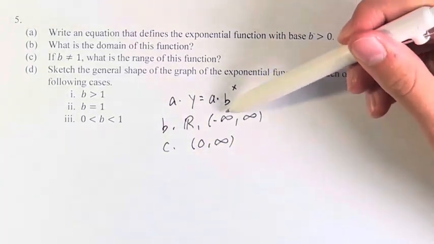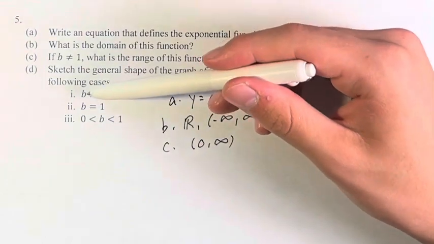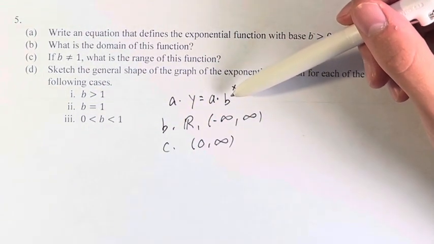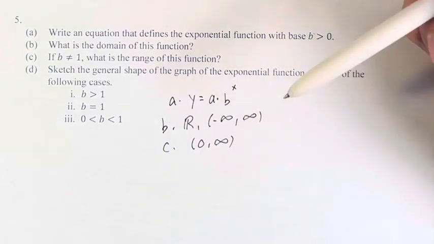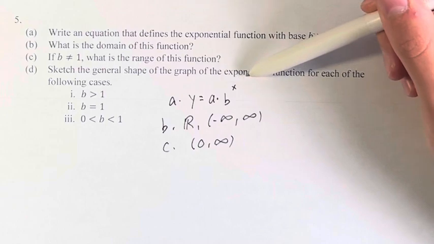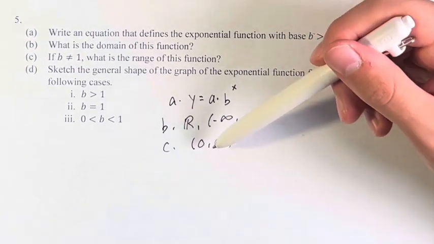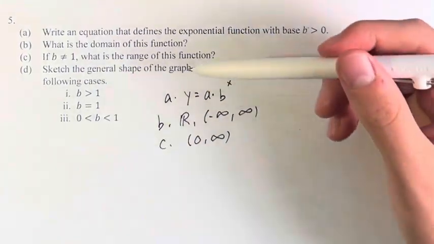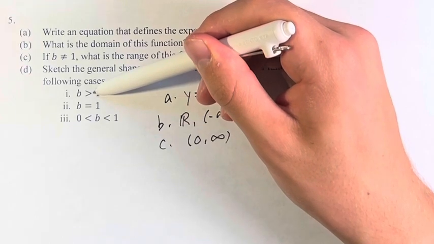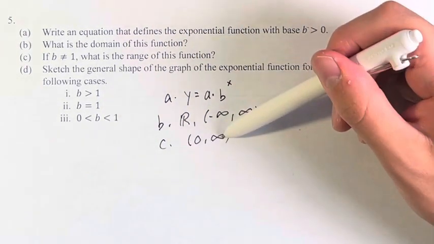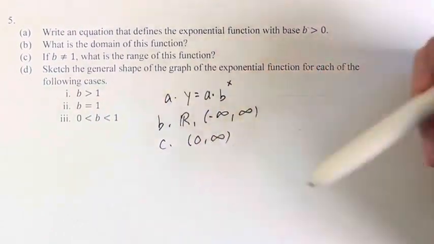If we're looking at our options here, let's say we have 2 to the x. 2 to a very large number is a very large number, right? That goes off to infinity. 2 to a very small number, right? 2 to the negative 100 is very, very close to 0. Therefore, if b is a positive number greater than 1, then it's 0 to infinity. And if it's a fraction, 0 is less than b less than 1, it's also that.